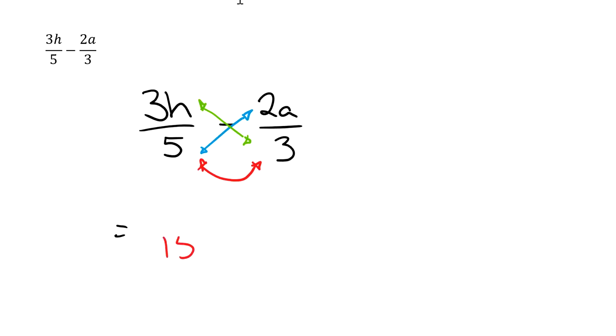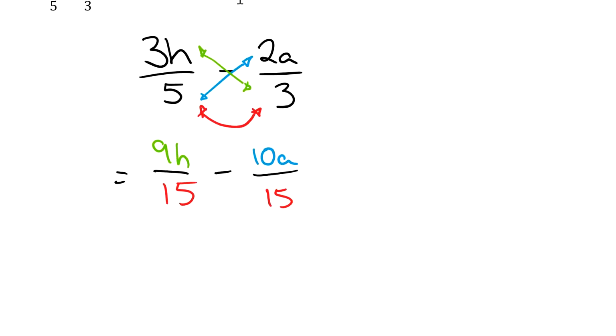So 5 times 3 is 15. There's our two denominators. We have 3h times 3, so 9h, and we have 5 times 2a to get 10a. We have a minus in between our fractions, so it stays as a minus. Because h's and a's can't mix, they're different terms, we get an answer of 9h minus 10a over 15. And we can't simplify that any further, so that is our final answer.